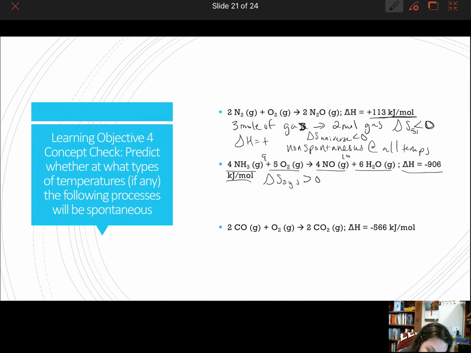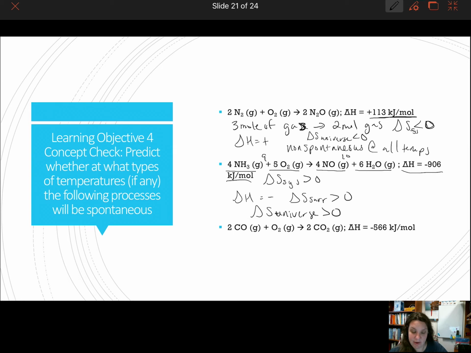And then we also have a delta H, which is negative, which means our delta S of our surroundings is also going to be positive, right? Because now we're increasing the energy of those surrounding molecules, so they are moving more. As such, our delta S of our universe will be greater than 0.